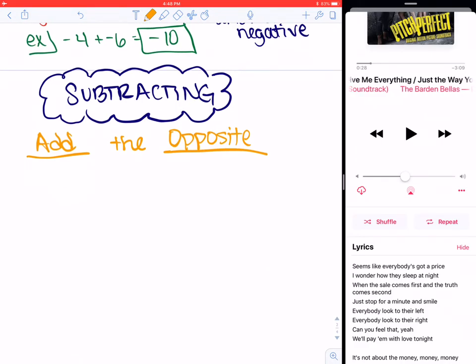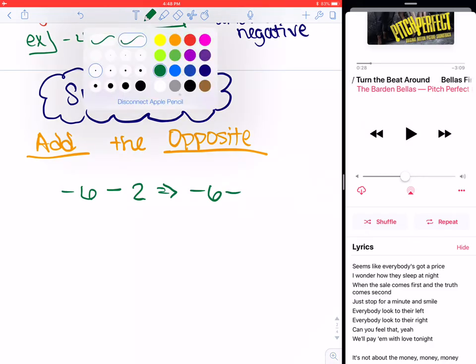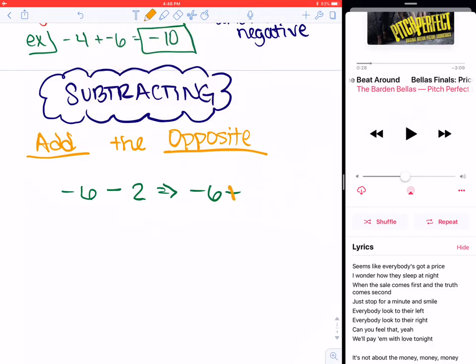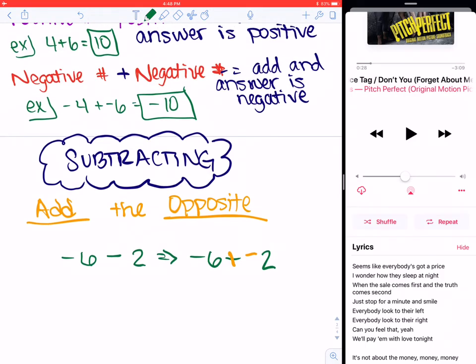So, for this, let's just use some examples to figure out how we want to write the rules. If I have -6 minus 2, I'm going to rewrite this problem by saying -6, but remember, it's not minus. I have to change it to add. So now I have plus, and the opposite of +2 is -2. So I'm adding a negative. Now I follow my addition rules. I have two negatives, so I add them, and I keep the negative.